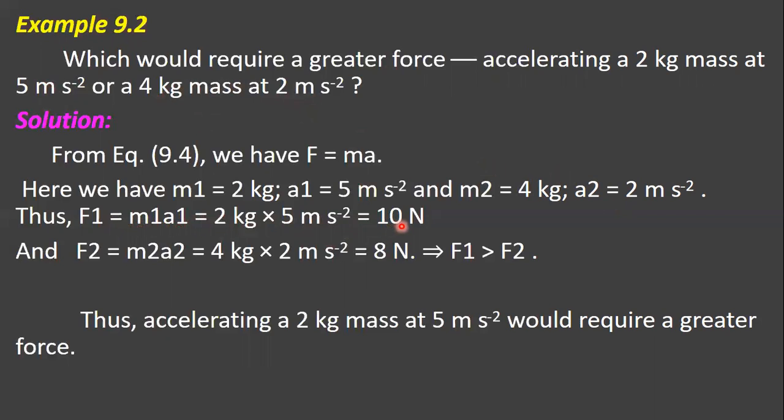You will get here 10 Newton. F1 is 10 Newton and F2 equals m2 a2. Substituting the values, m2 is 4 kg and a2 is 2 meter per second square, which equals 8 Newton. This implies, children, F1 is 10 Newton and F2 is 8 Newton. From this we can say that F1 is greater than F2.